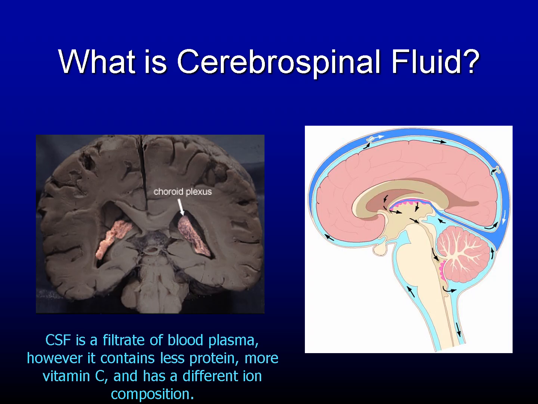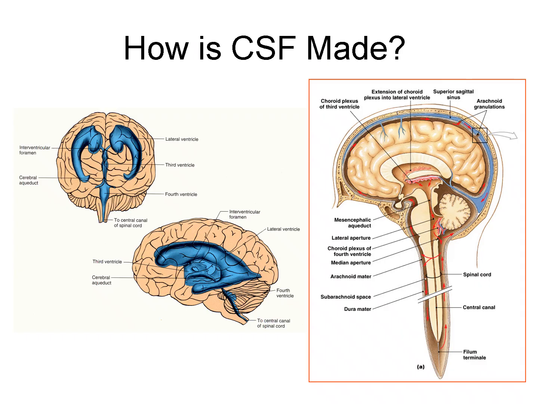CSF is found in the ventricles of the brain where it is produced, the central canal of the spinal cord, and the subarachnoid space. There are four cavities called ventricles that lie within the brain. Two lateral ventricles, one in each hemisphere, a central third ventricle by the hypothalamus and inferior and median to the lateral ventricles, and a fourth ventricle between the brainstem and cerebellum. The third and fourth ventricles are connected by a canal called the cerebral aqueduct of Sylvius or the mesencephalic aqueduct.